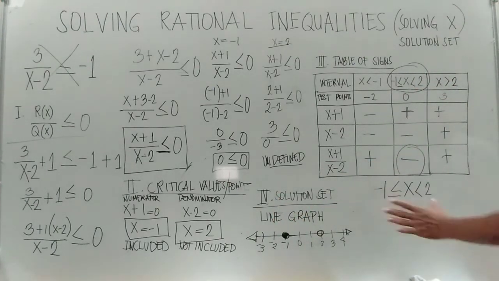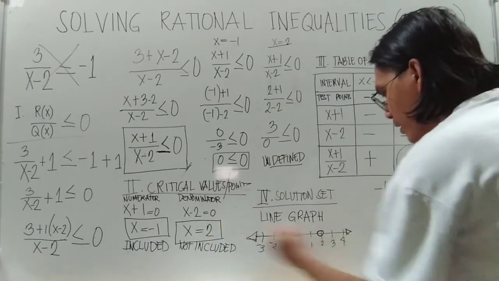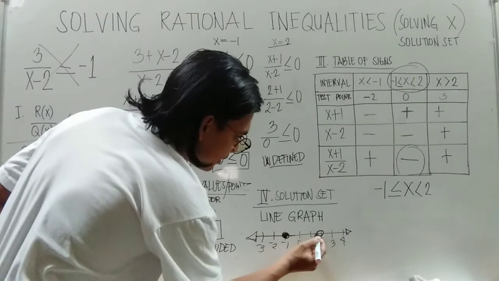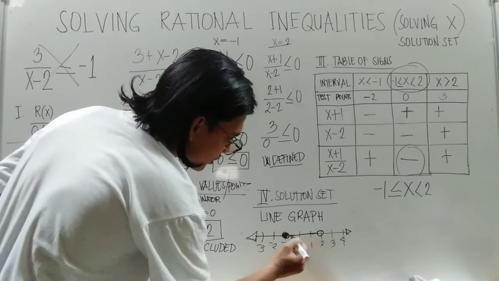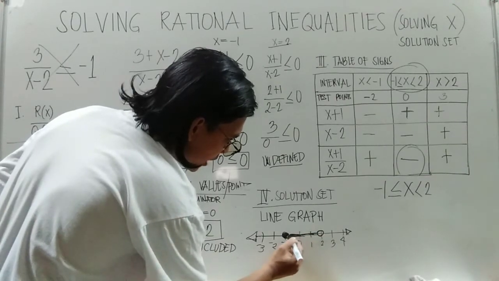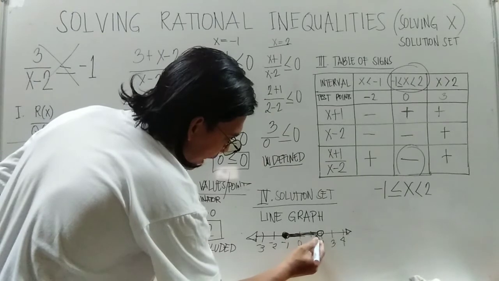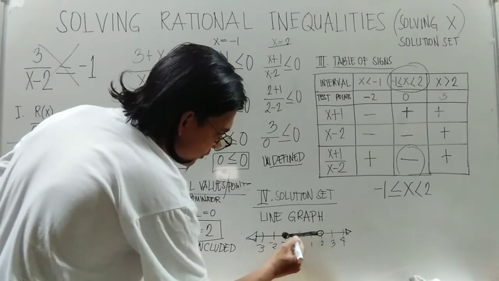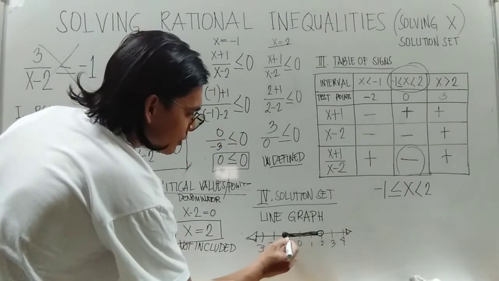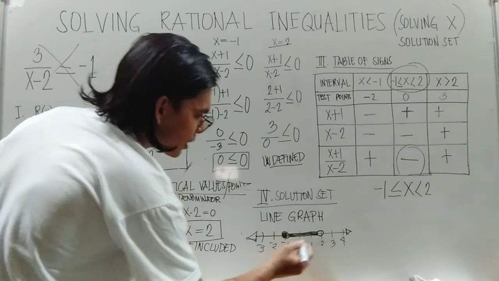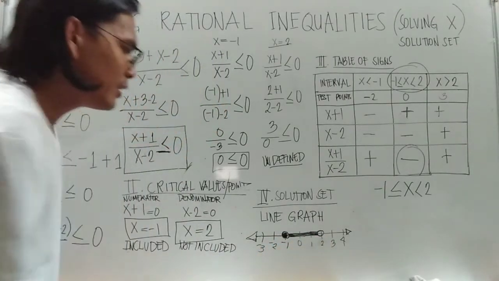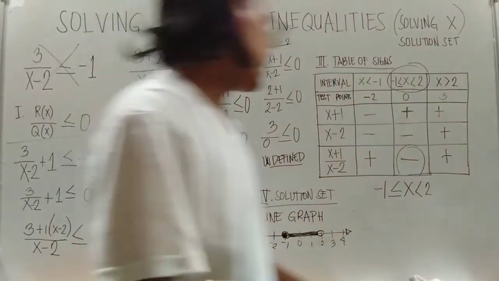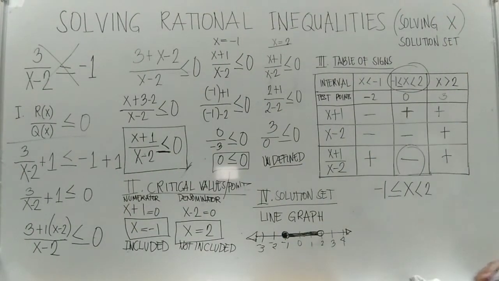So where can we find this interval? On the left side, the right side, or at the center? Of course, at the center, in between. So shade this part. If you shade this part, it implies that the values between positive 2 and negative 1 are the values of your solution set, where positive 2 is not included, while -1 is included. So that is your line graph.